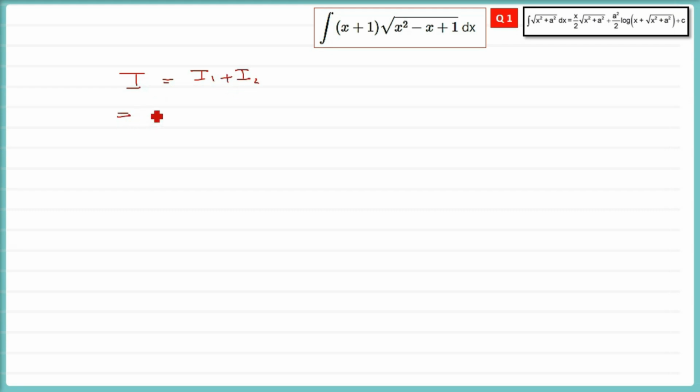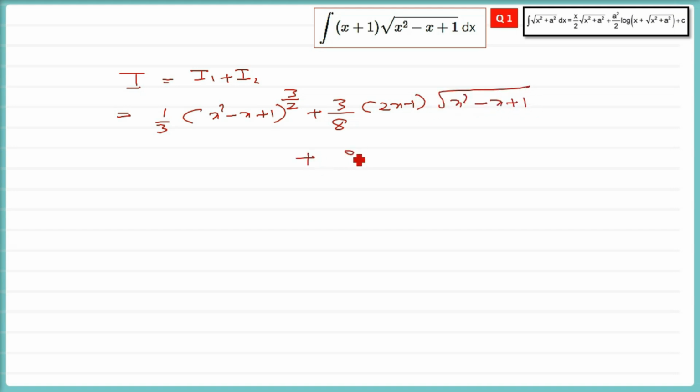And the final result, because we have computed I1 separately and I2 also separately. So 1 by 3 into x square minus x plus 1 to the power 3 by 2. This is our I1. Now coming to I2. 3 by 8, 2x minus 1 under root x square minus x plus 1. What is the third term? 9 by 16 log modulus of x minus half plus under root x square minus x plus 1, plus constant of integration. This is your final result.